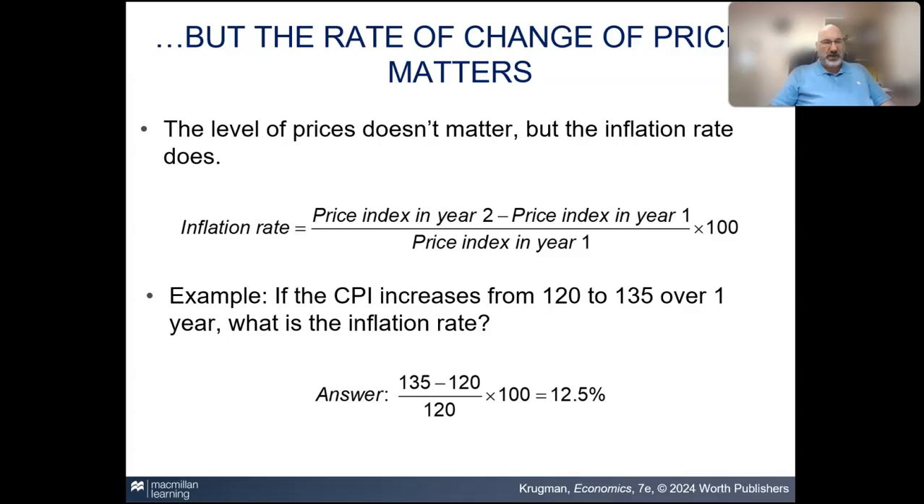The inflation rate is basically just a simple percentage change formula: new minus old divided by old times 100. We're going to use that formula a lot in this class, so if you know it, it's great. New minus old divided by old times 100. So if the CPI increases from 120 to 135 over 1 year, the inflation rate is 135 minus 120 divided by 120 times 100, or 12.5%.